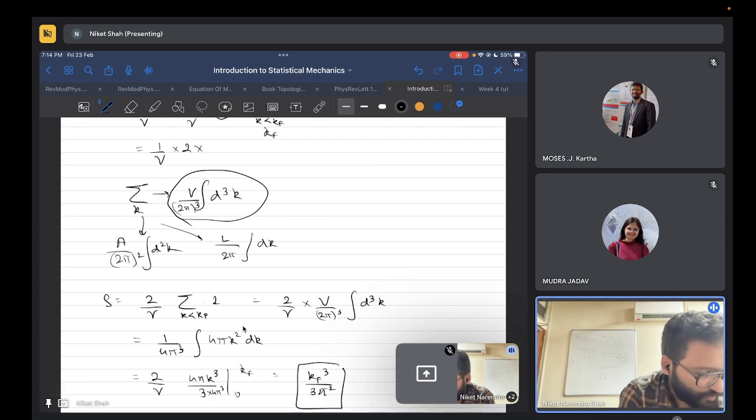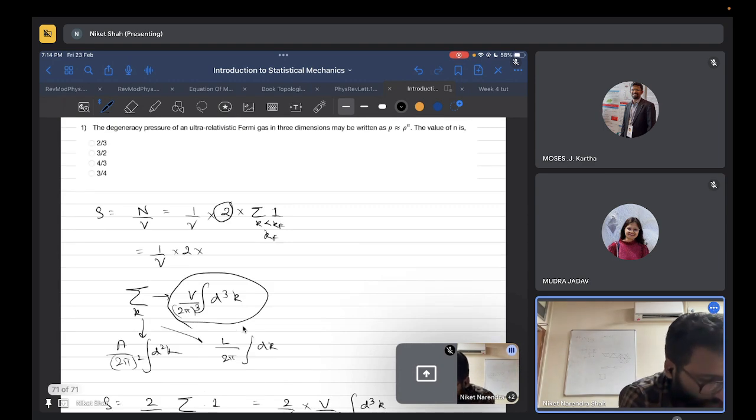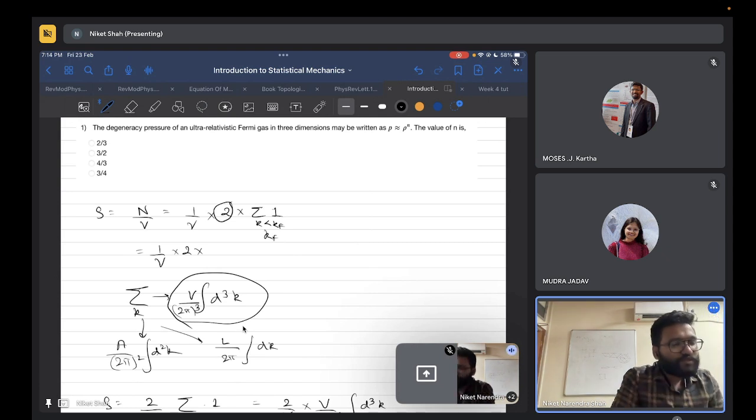Rho is directly proportional to kf cube. That's true, but it has to be 6 pi square. Taking a 2 here also is correct, right? It's number density, obviously I have to take a 2. So where did I go wrong? Can't figure out.